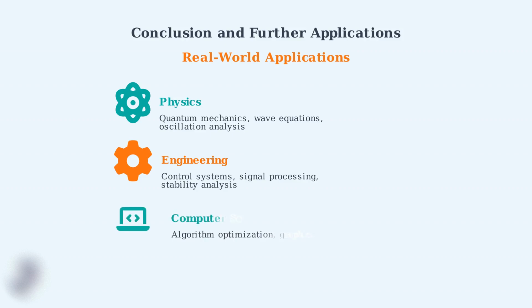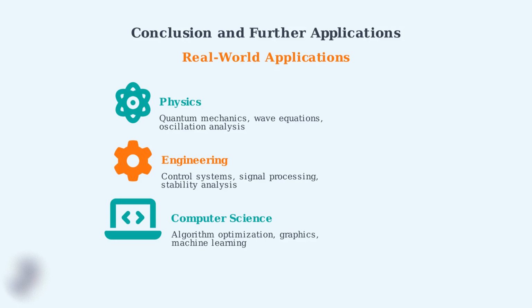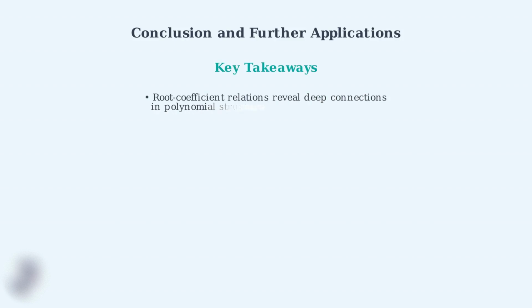In computer science, polynomial root relationships appear in algorithm optimization, computer graphics for curve fitting, and even in machine learning for polynomial regression models. The beauty of mathematics is how these abstract relationships connect to solve real problems. But what should you remember most from our journey together? First, remember that root coefficient relations reveal deep, beautiful connections in the structure of polynomials. They're not just formulas to memorize, but insights into how mathematics works.